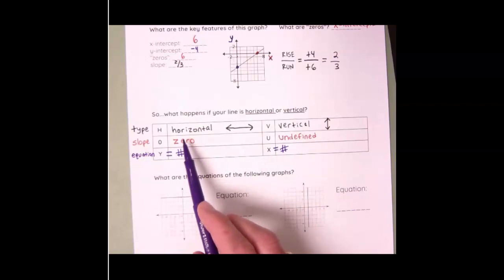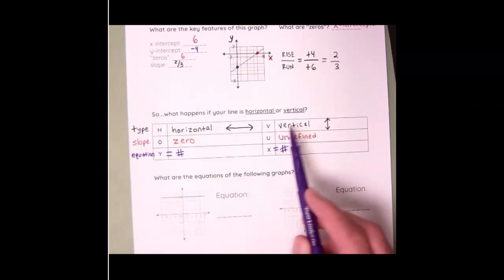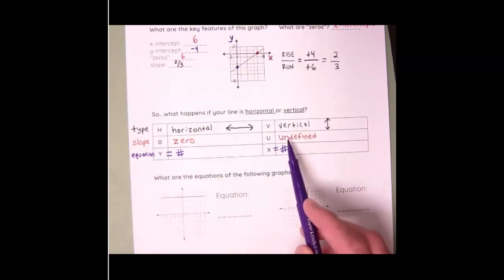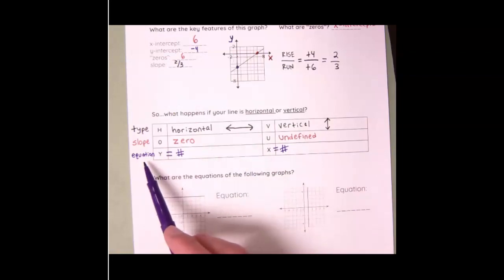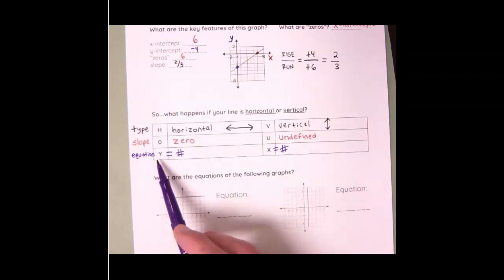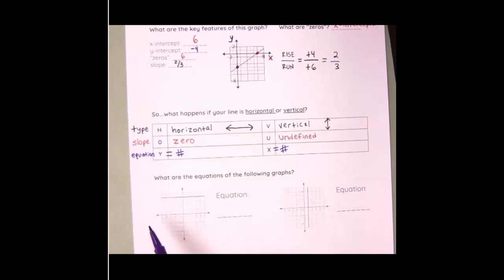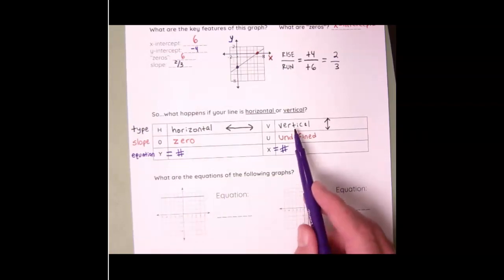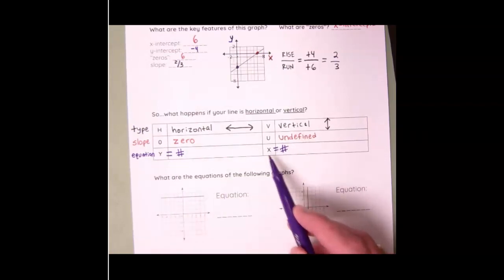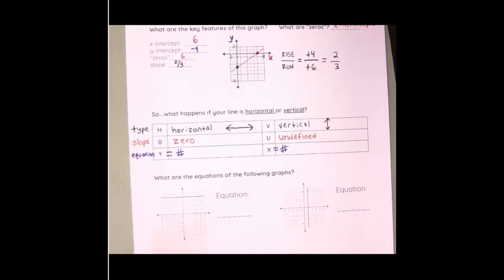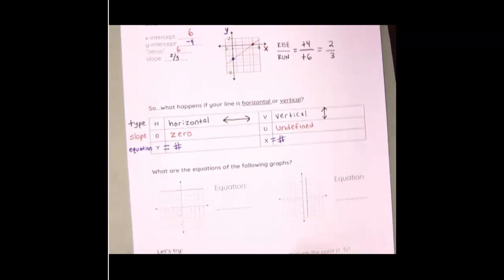So a horizontal line has a 0 slope. A vertical line has an undefined slope. Our equation for a horizontal line will always be written as y equals a number. Our vertical line will always be written as x equals a number. Okay, so now let's really try it out.